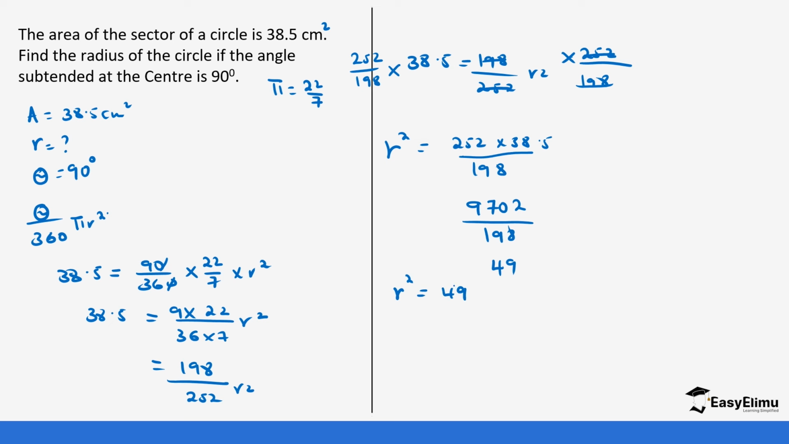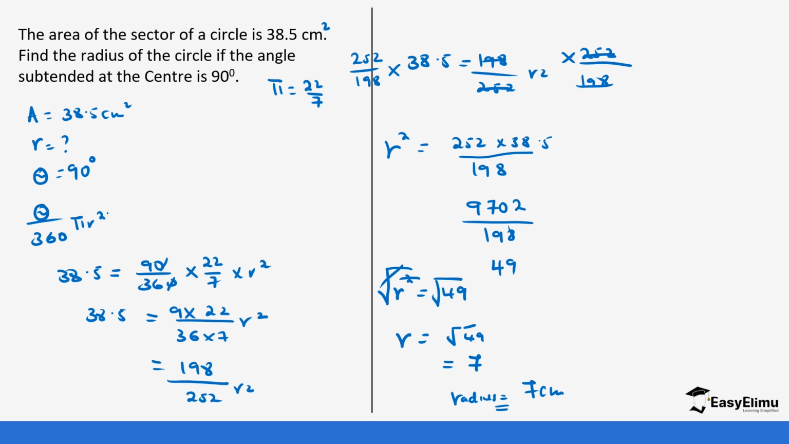For us to be left with only r, remember we mentioned this with indices and square roots. You square root both sides. When you square root a square, it cancels out. You're left with r is equal to the square root of 49, and the square root of 49 is 7. So our answer is going to be 7 centimeters. That is our radius. So that's how we solve that question.